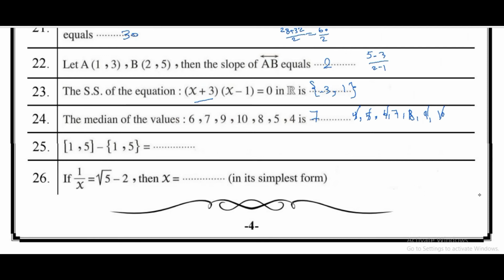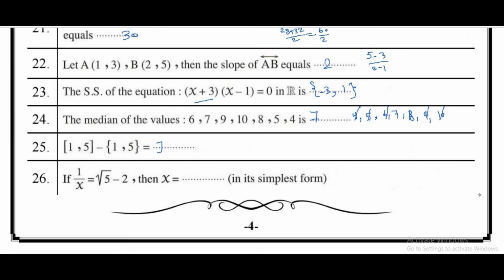The closed interval from 1 to 5 difference the set {1, 5}. Remove from it only those 2 elements, remove them from the interval, and it becomes the open interval from 1 to 5.